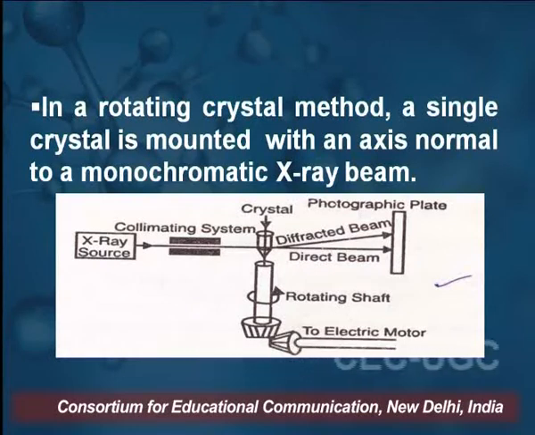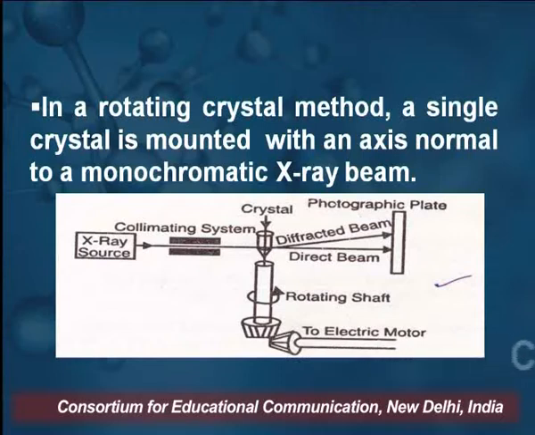As the rotating shaft rotates the crystal, the X-ray falls at various angles on the rotating crystal, and after the X-ray is diffracted from the crystal, it falls upon a photographic plate where we can record the pattern. So these are the very basic steps behind the rotating crystal.